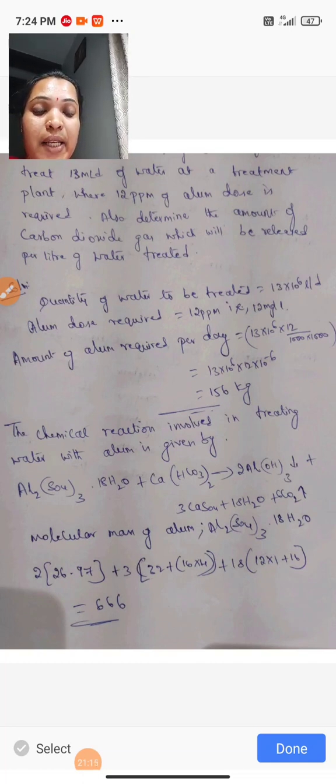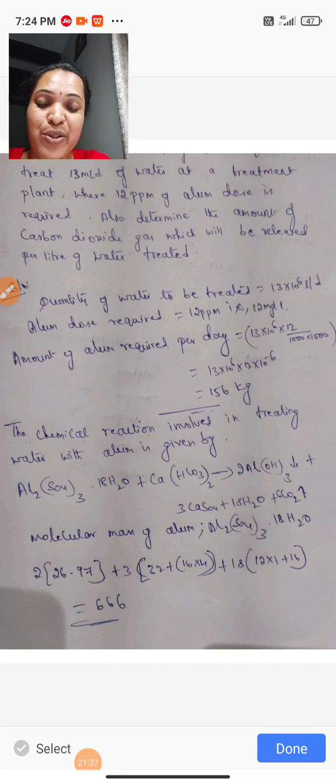When the alum is added to the water, and in that water there is a presence of calcium bicarbonate, Ca(HCO3)2, then the reaction gives rise to aluminium hydroxide plus calcium sulfate plus water plus carbon dioxide. The alum, in combination with the calcium bicarbonate, gives rise to carbon dioxide. So in this particular problem, they asked how much carbon dioxide will be released.